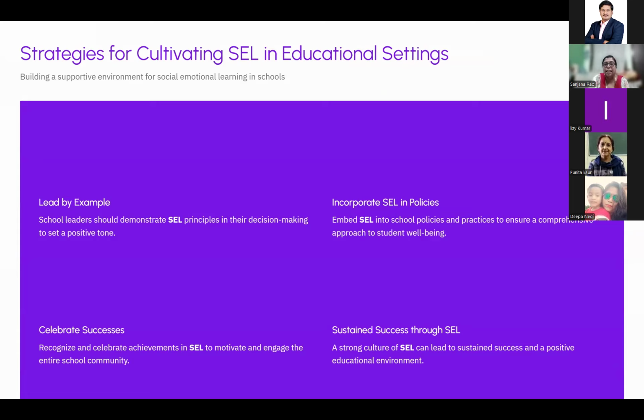Cultivating SEL in educational settings. By giving an example, school leaders should be an example of all these things. We have to teach them, we have to tell them how they have to be kind, how they have to listen to their peers, how they have to listen in a positive tone. All such things we have to tell them. So that will lead them, and they'll become the role model. As teachers are the role model, some of the leaders also will be the role model in the schools. That is why they vote for them and want them to be captains or vice captains.